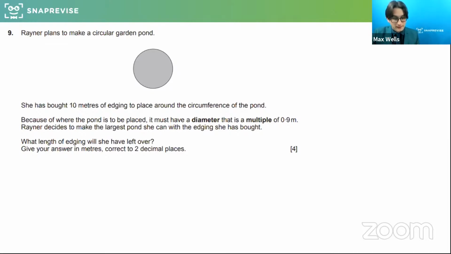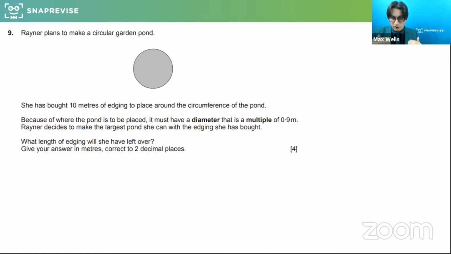So Raina plans to make a circular garden pond. She's got 10 meters of edging to place around the circumference of the pond. Because of where the pond is to be placed, it must have a diameter that is a multiple of 0.9 meters. You might think, that's oddly specific, but that's what it's telling us, so we need to bear that in mind. It's got to be in multiples of 0.9. Then it says Raina decides to make the largest pond she can with the edging she's bought. What length of edging will she have left over?